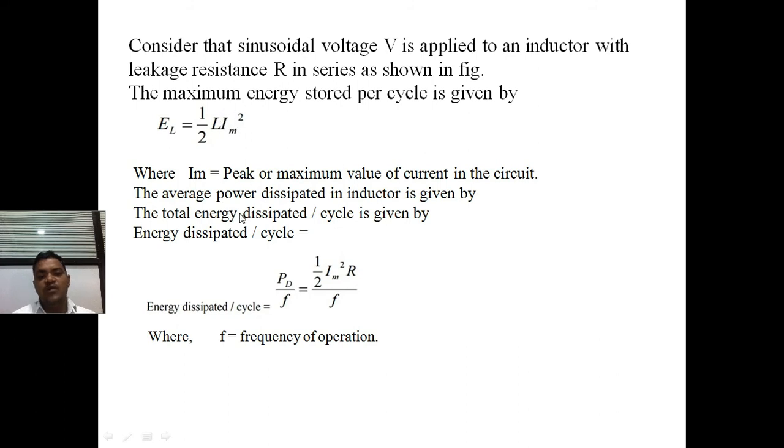So the average power dissipated in the inductor is given by the total energy dissipated per cycle. The energy dissipated per cycle is equal to the dissipated power divided by the frequency, and this dissipated power is 1/2 Im squared R, divided by f. Here f stands for the operating frequency. So how to find the average power dissipated in the inductor? It is the total energy dissipated per cycle.